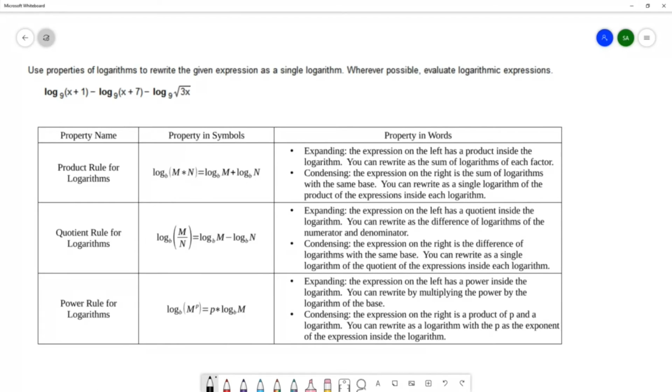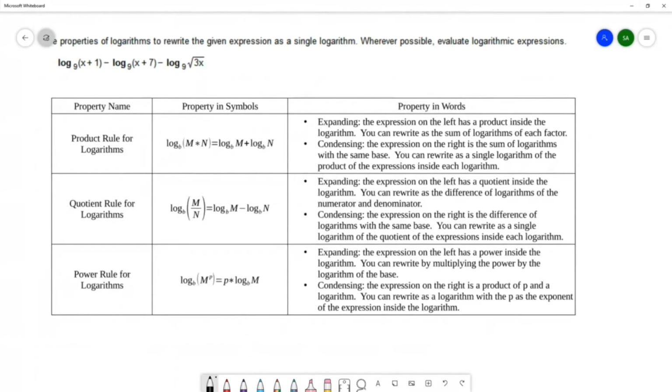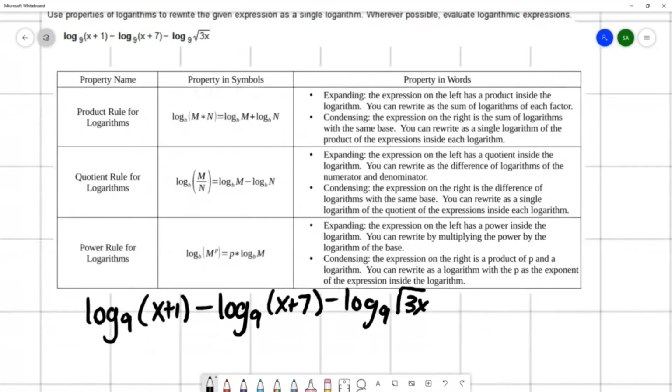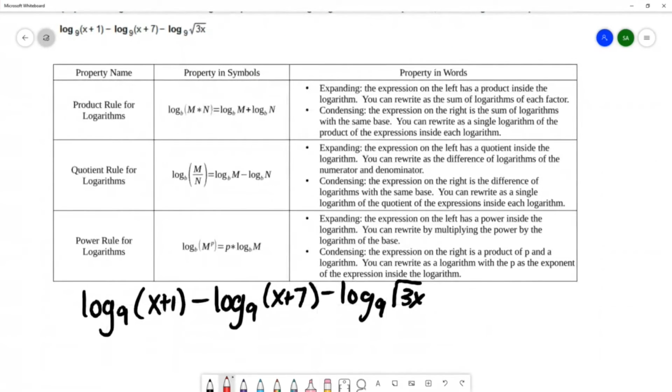So let's rewrite the example so we can have it a little bit larger. We have the log base 9 of x plus 1 minus log base 9 of x plus 7 minus log base 9 of square root of 3x. Now it's important to notice that all of these have the same base, and that is required in all of our properties, to have the same base so that we can condense to a single log.